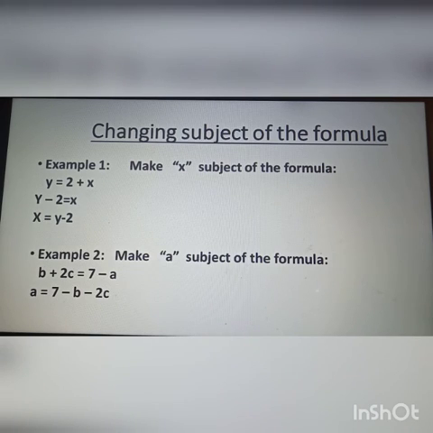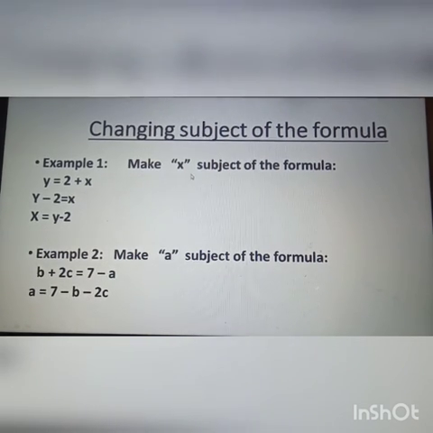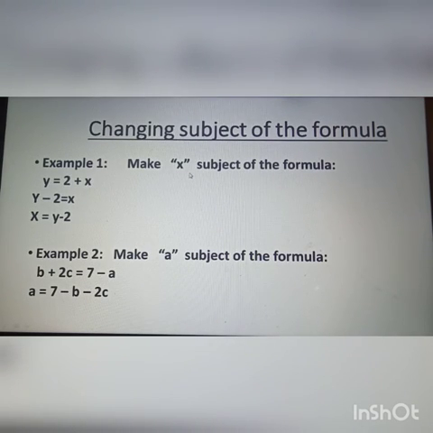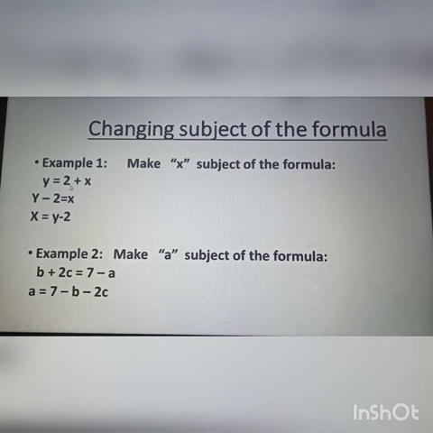I will guide you on this first concept, that is changing subject of the formula, using two examples here. The first example that is being shown to you: make x subject of the formula. So this is the question. Sometimes it could be given to you that make x subject of the formula. What does it mean? It means that you will be given the formula, and this is the formula, that is y is equal to 2 plus x. This is given to you and you are being asked to make x subject of the formula.